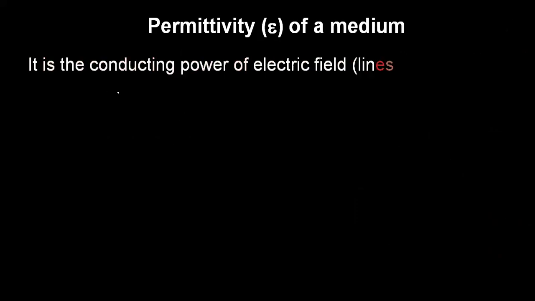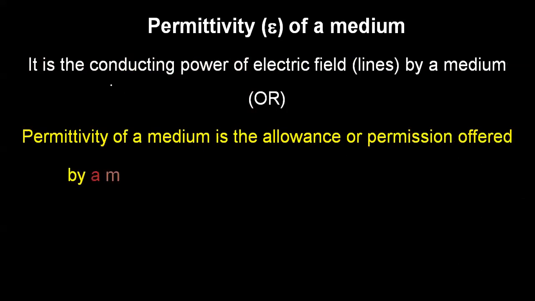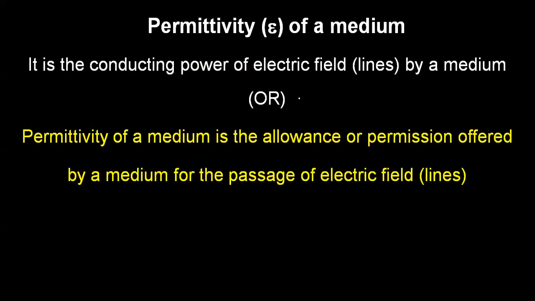Permittivity of a medium is the conducting power or ability of a medium to conduct electric field lines, or the allowance or permission offered by a medium for the passage of electric field lines. If electric field lines find it easier to pass through a medium, then its permittivity is high. If the electric field lines find it a tough time to pass through a medium, then the medium's permittivity is smaller. So permittivity is the allowance or permission offered by a medium for the passage of electric field lines.